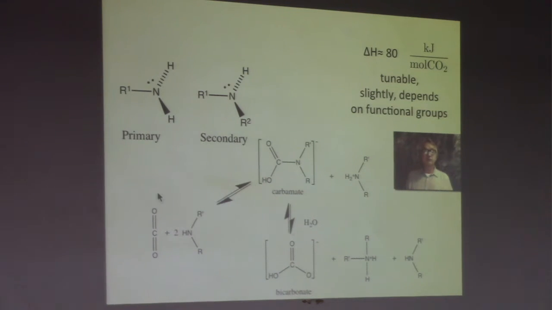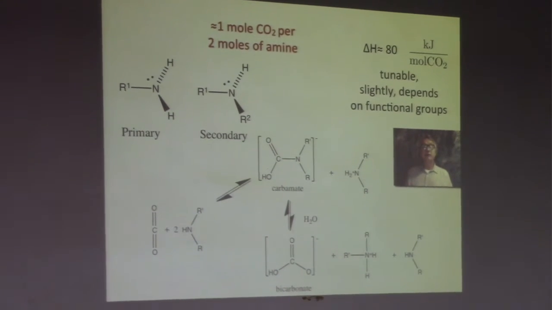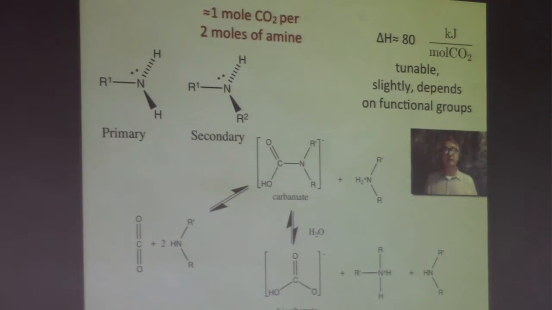The chemistry of CO2 reacting with two of these primary or secondary amines results in the formation of a carbamate, shown here, as well as proton transfer over to the second amine. This carbamate ion equilibrates with water to form the bicarbonate and regenerate the amine. The interesting thing about this process is that because of this equilibrium reaction between the carbamate and the bicarbonate, for every mole of CO2, it takes on the order of 2 moles of amine, thereby decreasing the effectiveness of the use of an amine.